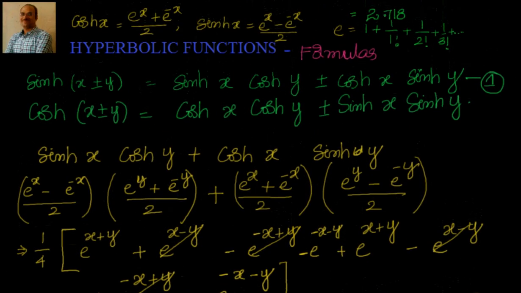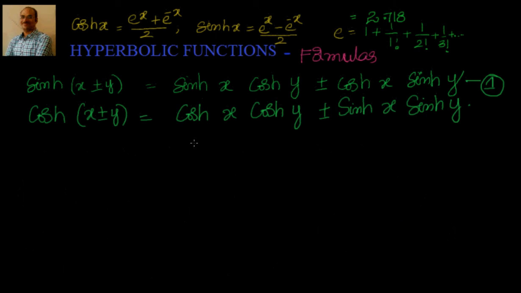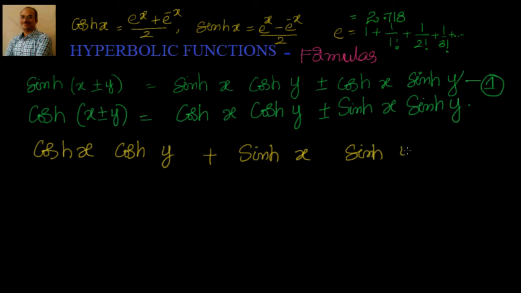Now let's go ahead and solve the second one. Like earlier, we will take the right side and we will try to prove the left hand side. So same formula, cos hx, same way we will be doing it. Cos h of x into cos h of y plus sin h of x into sin h of y.